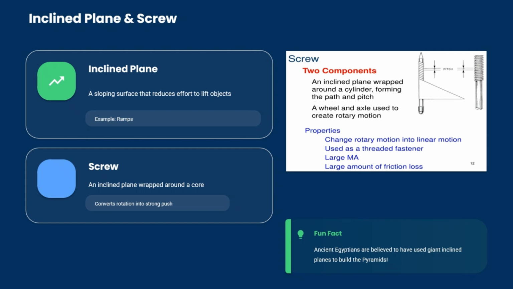To build the Great Pyramids, workers had to lift massive stones very high. They couldn't carry them up. Instead, they are thought to have built huge ramps of mud and brick all the way to the top. This is one of the greatest uses of an inclined plane in history.